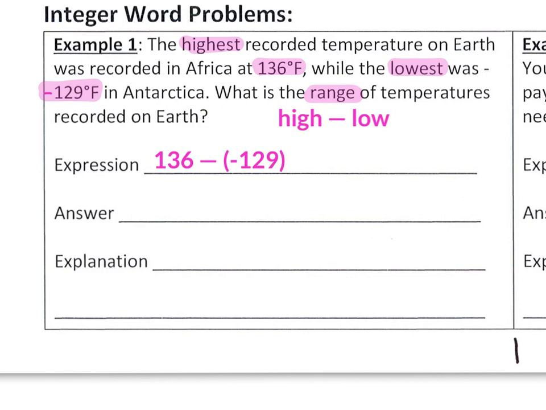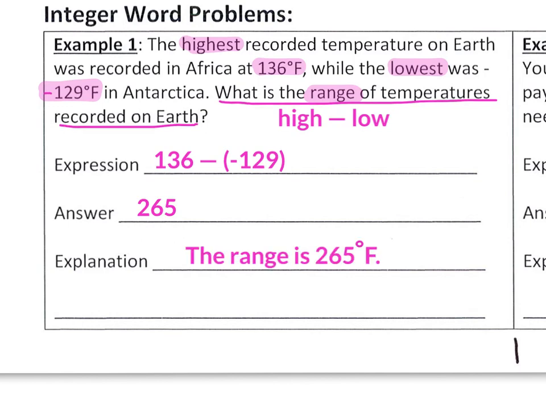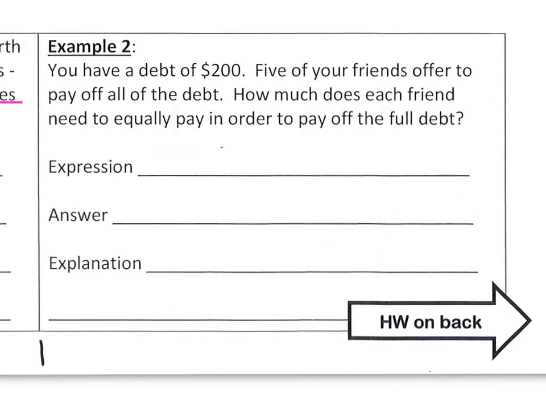So when we actually type that in our calculator, that will give us an answer maybe different than what you expected, because that minus and negative actually is like addition. So when we put that in our calculator, we get 265. Now the explanation part is where we need to explain what that number means. So that's where normally I'll go through and I'll underline that question. At the end of this, the question actually wanted us to find what is the range of temperatures recorded on Earth. So my answer is actually going to say the range is 265 degrees Fahrenheit. And that's my answer, making sure we have that label and that the answer makes sense to the question that was asked.